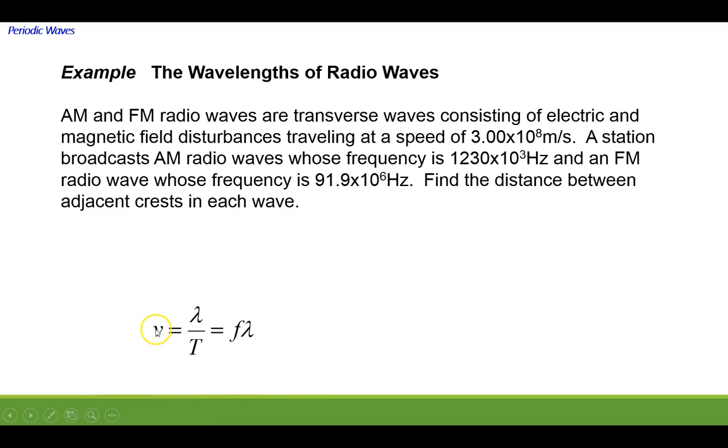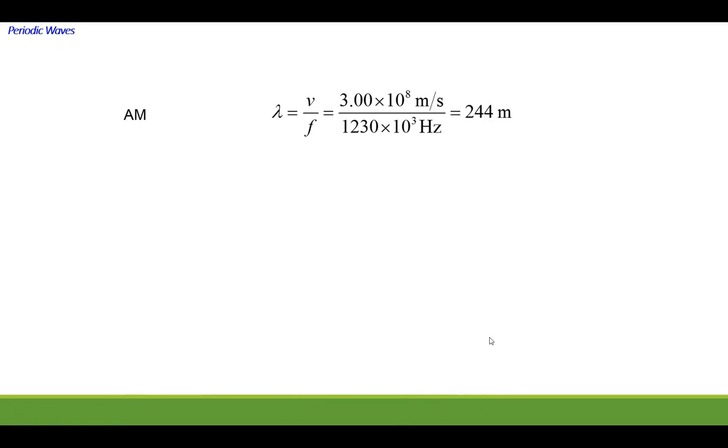So we know that we have the formula that velocity is equal to wavelength divided by period, or frequency times wavelength, and we're going to solve that for wavelength. In this case, I used the frequency form of the equation because that's what was given to us. Alright, so for the AM radio wave, I put in the speed, and I put in the frequency, and I'm given the wavelength.